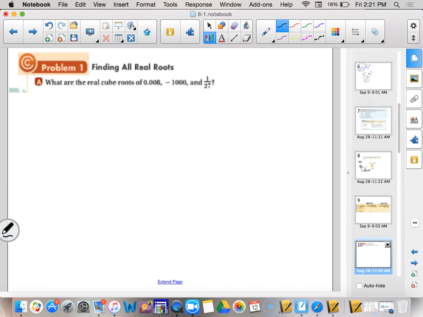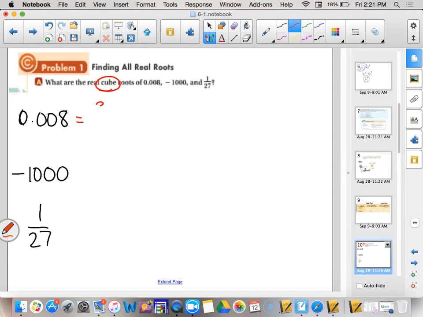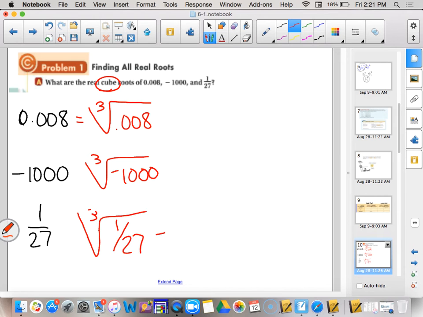So let's look at a problem. They want us to find all the real cube roots of 0.008, negative 1,000, and 1/27. Now, what are we looking for? All the cube roots. What is a cube? 3, right? So that means we're taking the cube root of this, the cube root of this, and the cube root of this.